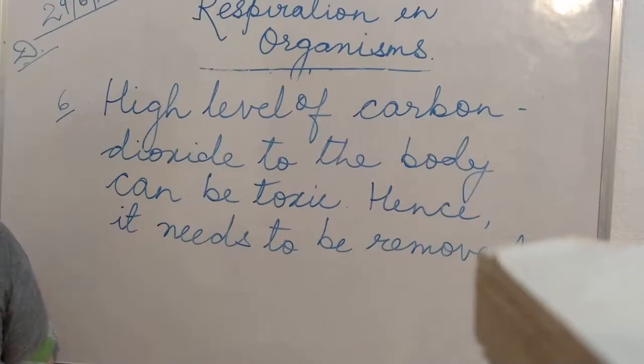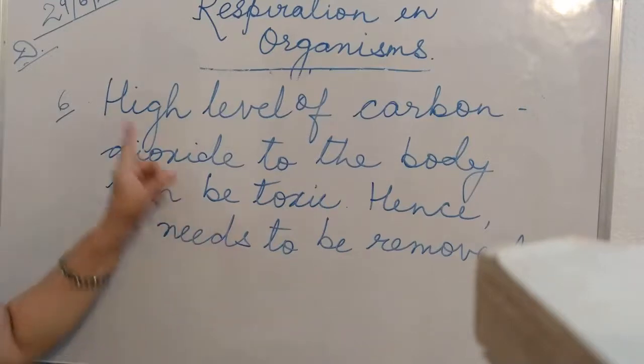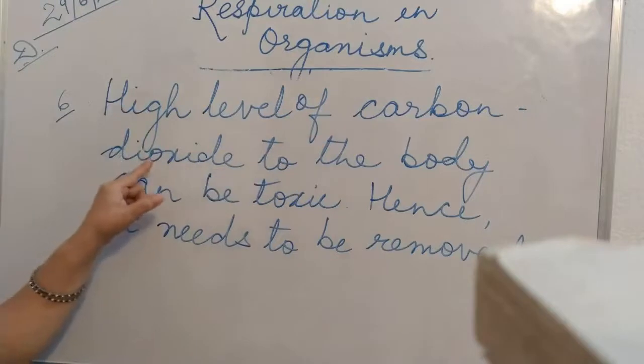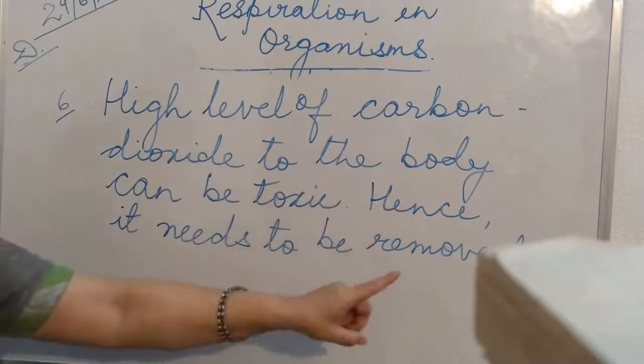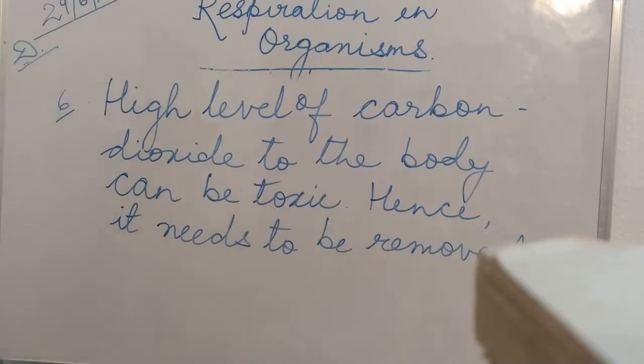Why do we need to breathe out carbon dioxide? We need to breathe out carbon dioxide because it is a toxic substance. A high level of carbon dioxide in the body can be toxic, hence it needs to be removed. Now we will move towards the E part.